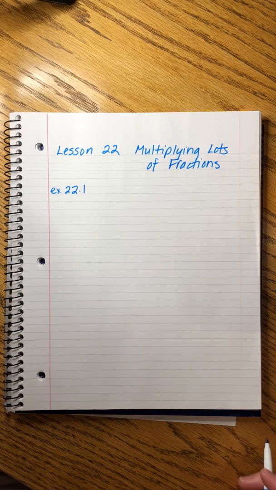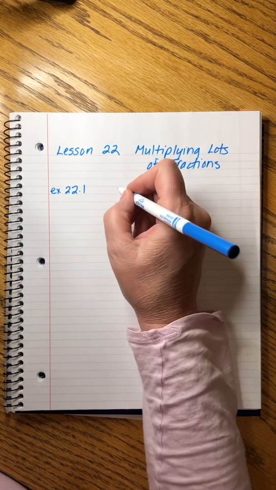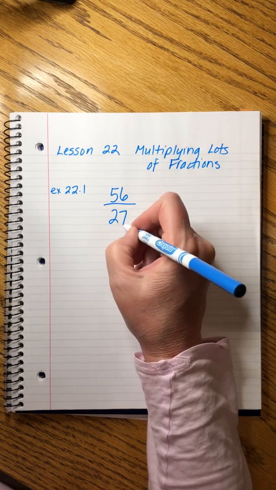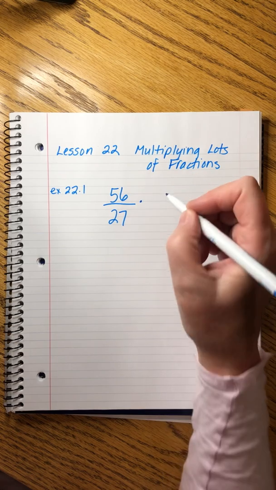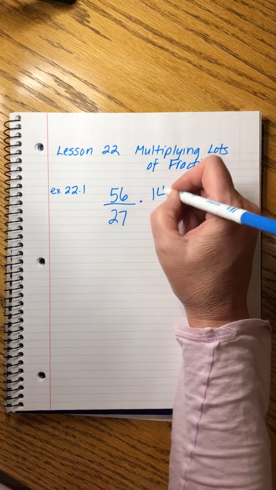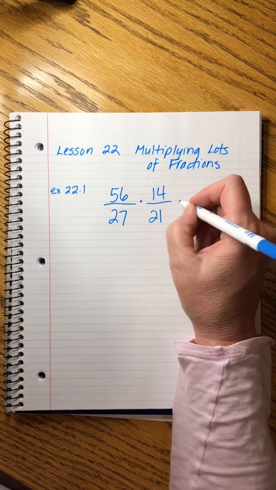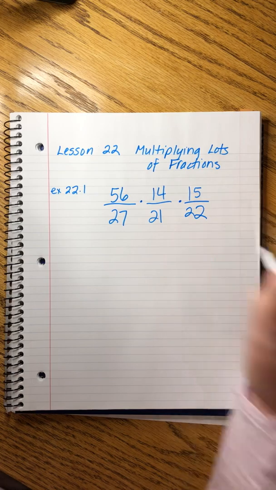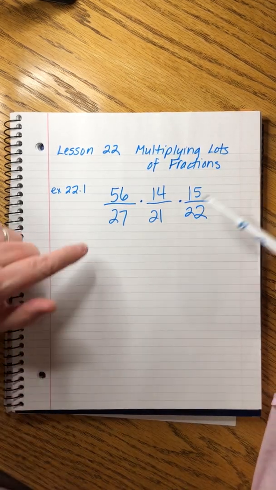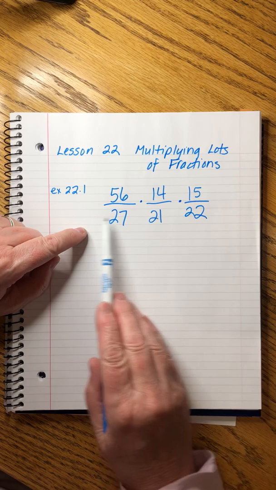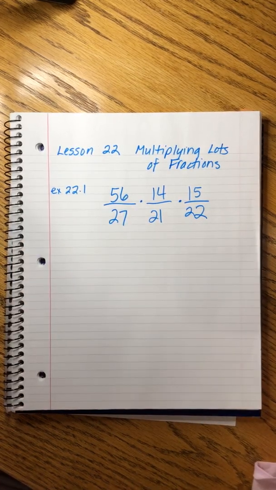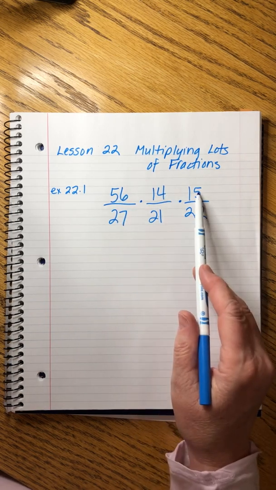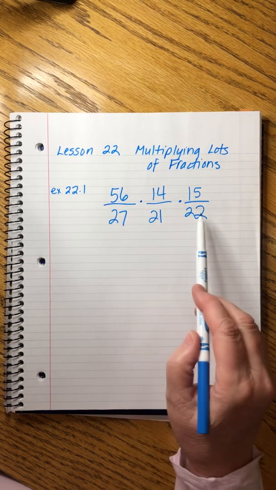We are going to multiply together 3 fractions. And I'm going to give myself lots of room between them because we're going to be doing some work. But I have 56 over 27 times 14 over 21 times 15 over 22. Now, we know that when you multiply fractions, you go straight across the top, straight across the bottom. That's easy. So, all we would have to do is multiply 56 times 14 times 15, and then 27 times 21 times 22.